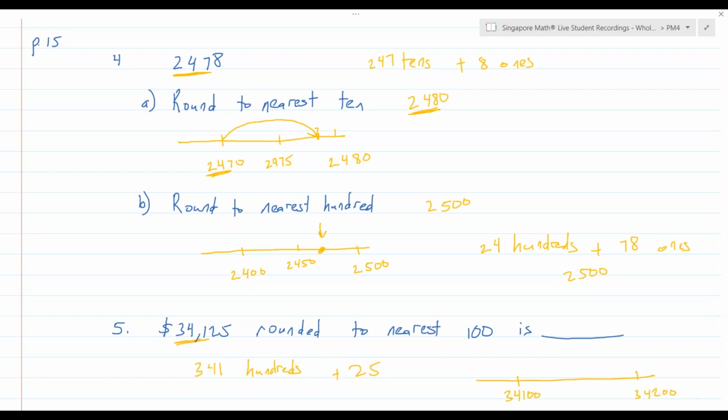342 hundreds is the same thing as 34,200. Right in the middle is 34,150. And we know that 34,125 is going to be on the left side of that. So whether you draw it or you think about it in terms of how many hundreds and how many more do you have, when you round it to the nearest 100, you would say that he paid 341 hundreds or $34,100 when you round it to the nearest 100.